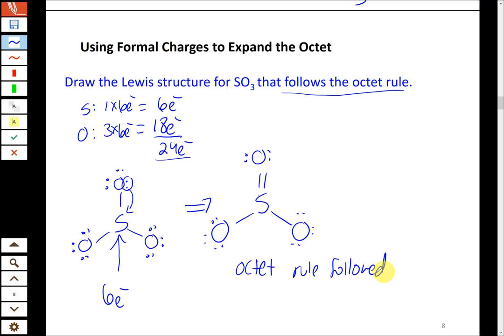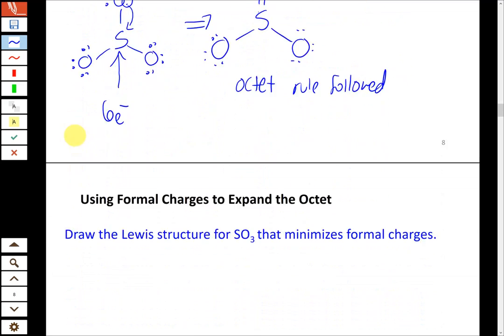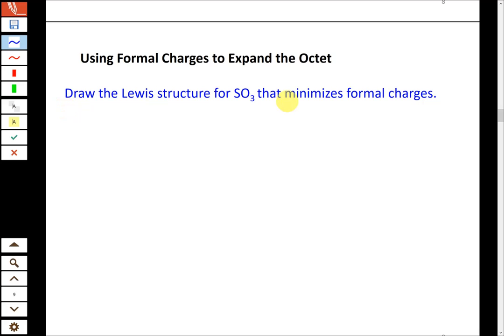All right, but the other way that we could ask you to evaluate the structure of this molecule is to draw the Lewis structure that minimizes formal charges. That's the other way we could present this. And if we ask you to do that, then again, you would have to draw the structure and then answer some question about it related to maybe formal charges or how many double bonds and things like that. So if we want you to draw the Lewis structure that minimizes formal charges, let's go back to what we just finished with, which is the structure that follows the octet rule.